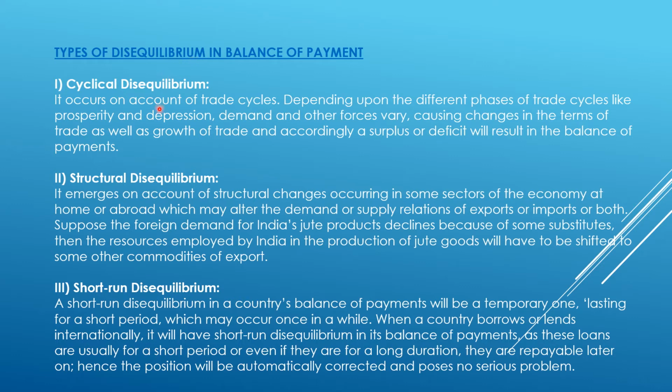Let's discuss the types. The first one is cyclical disequilibrium. This disequilibrium occurs due to trade cycle. Here trade cycle means fluctuation in the economic activity, especially in employment, price, production, income, etc.